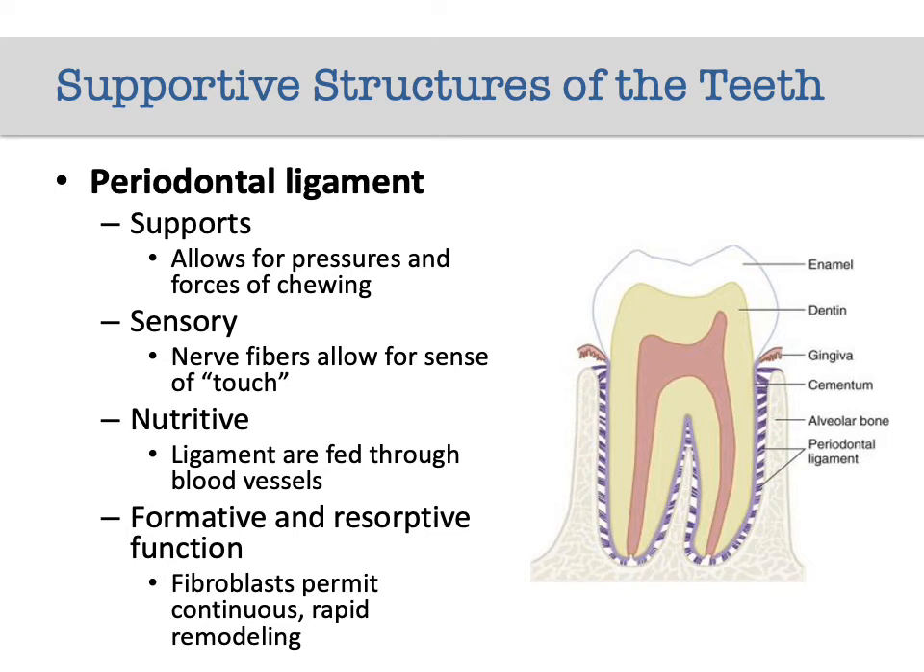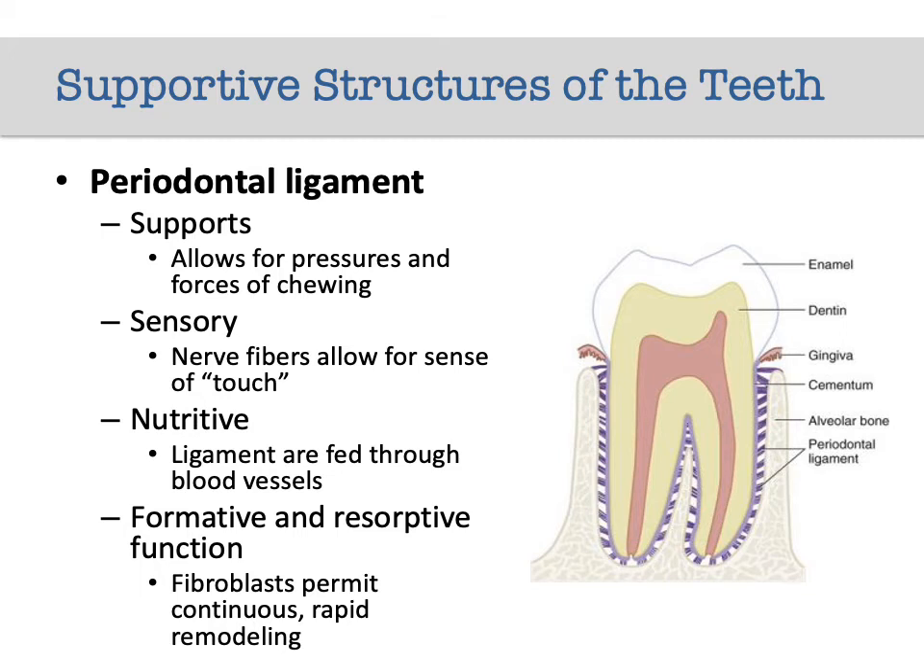Now let's dive deeper into the periodontal ligament and its fibers. The periodontal ligament has a number of purposes. First, it supports. It allows for pressures and forces of chewing on the tooth. It kind of acts as a little bit of a spring, so that when you're chewing, the tooth can actually go up and down slightly in its socket. So it adds for support.